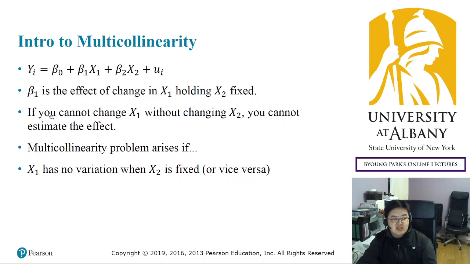And this is exactly the multicollinearity problem. The multicollinearity problem arises if x1 has no variation when the other is fixed, or vice versa. So you have to fix one and change the other, but when one is fixed, the other cannot change. Then you have a problem, and that is multicollinearity. So this is about the relationship between x1 and x2. Let me show you some examples.